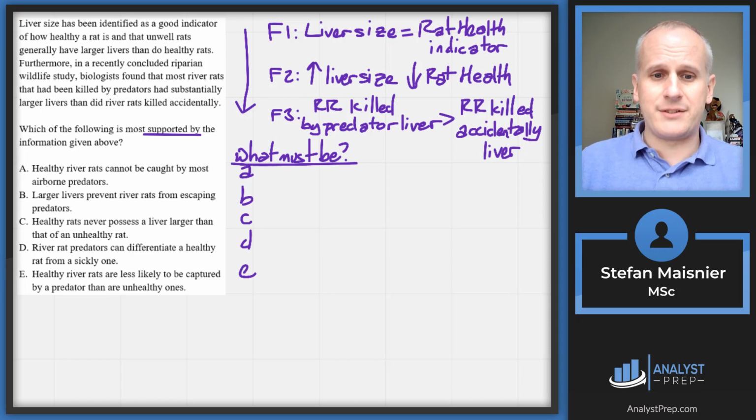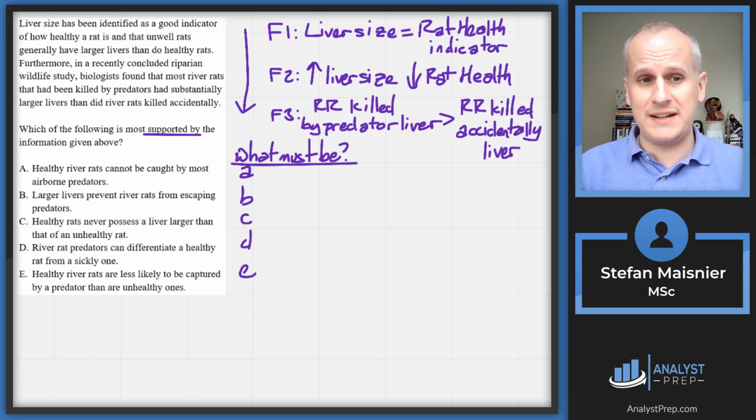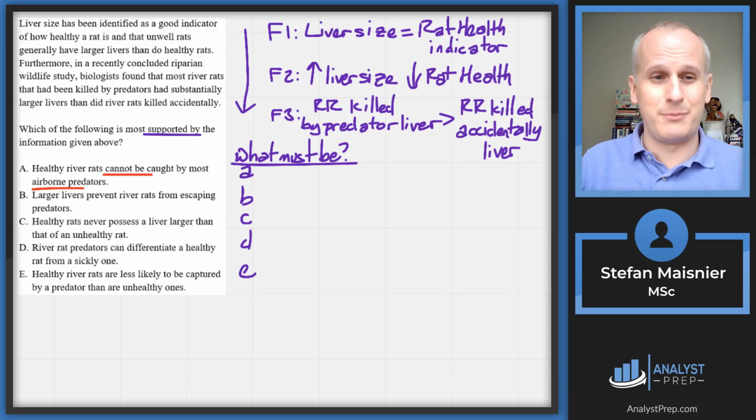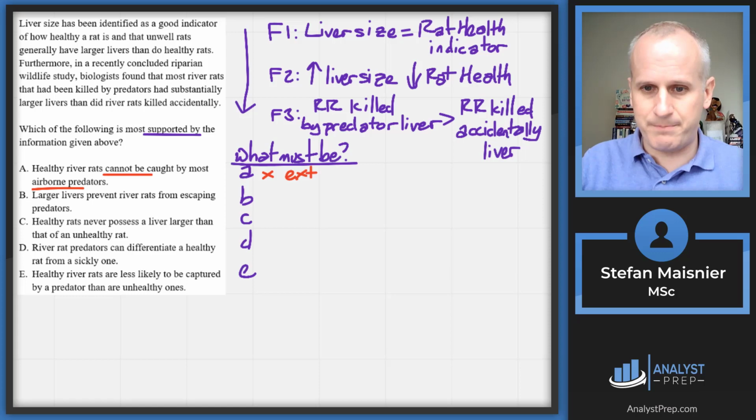Now we have to go to our answer choices and compare them against these facts to make sure that they are definitively certain based solely on the information provided, requiring no outside information. So choice A: healthy river rats cannot be caught by most airborne predators. Well, this cannot is extreme, because we don't know that it's absolutely a healthy river rat cannot be caught. Nor do we have any information differentiating for airborne predators. So this would be both extreme and only a possibility, not something that is certain based on the information.